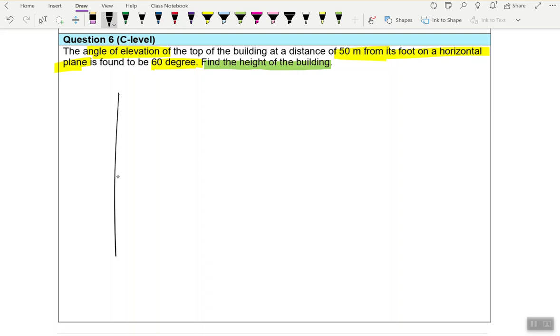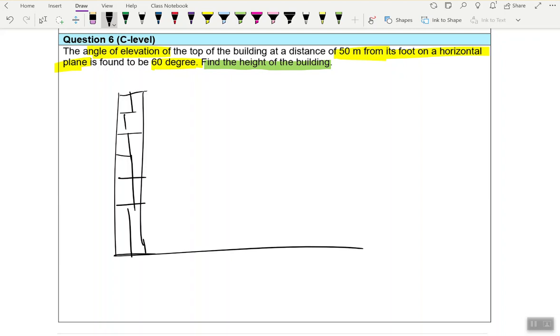So let's create a diagram. Let's say this is our building. We want to know how high this building is, and we know its angle of elevation. Elevation is always looking up, so we'll draw a little triangle there. The opposite of that is angle of depression, where we would be looking downwards like that. But this question talks about elevation.